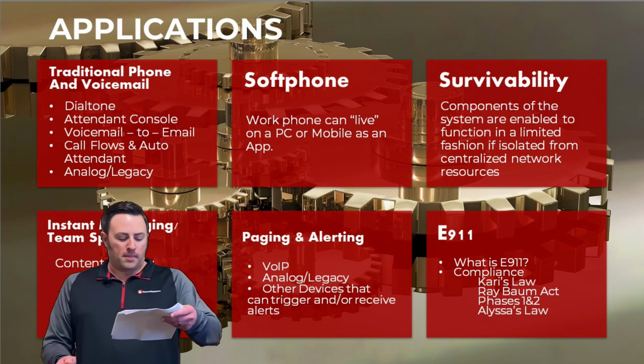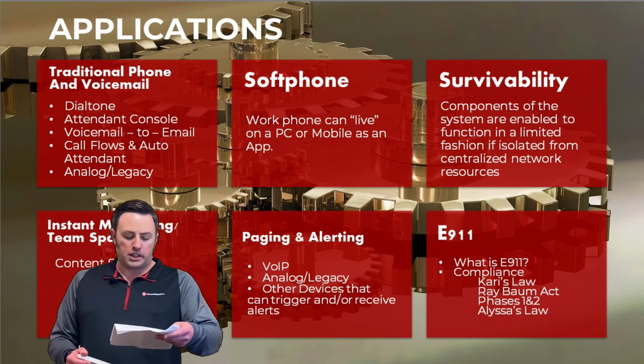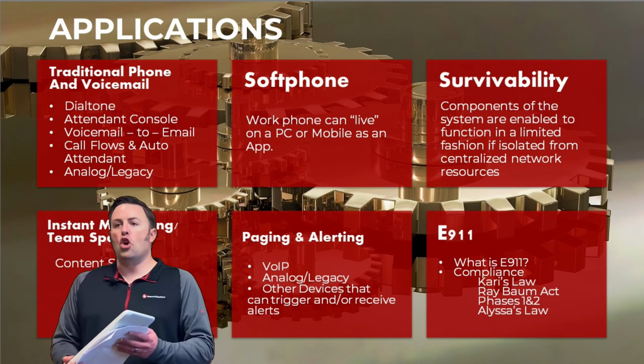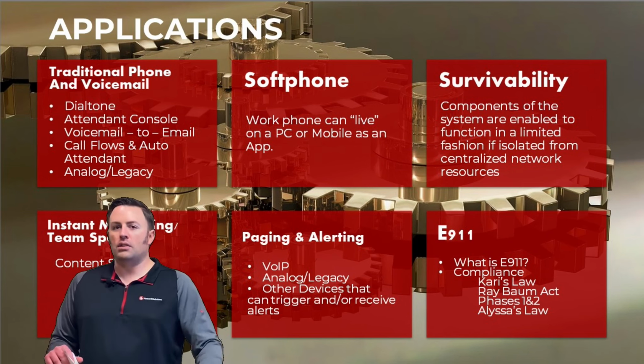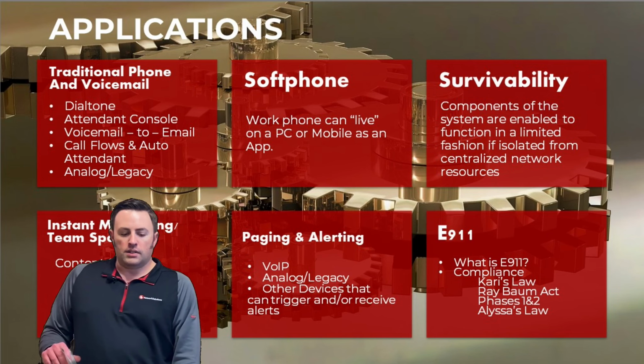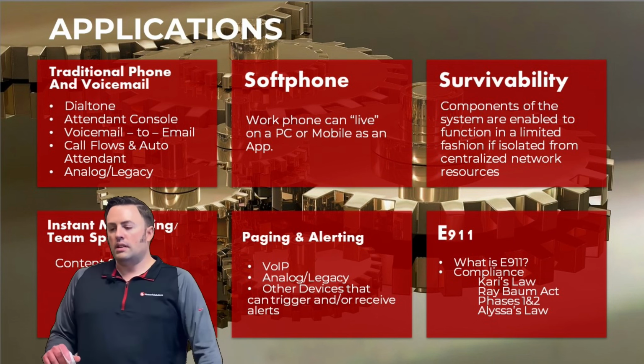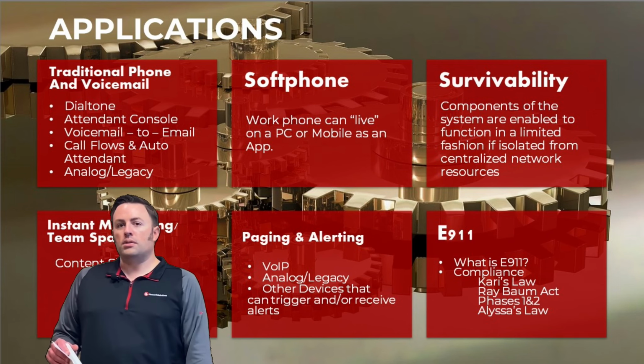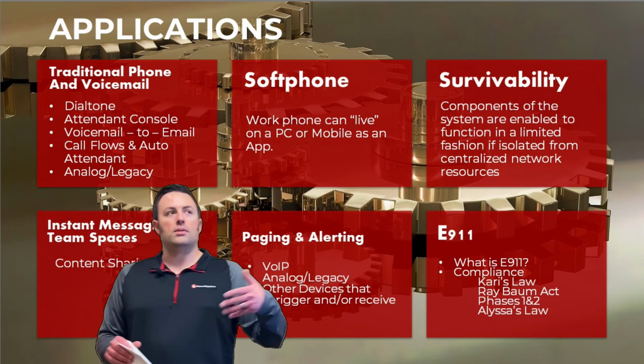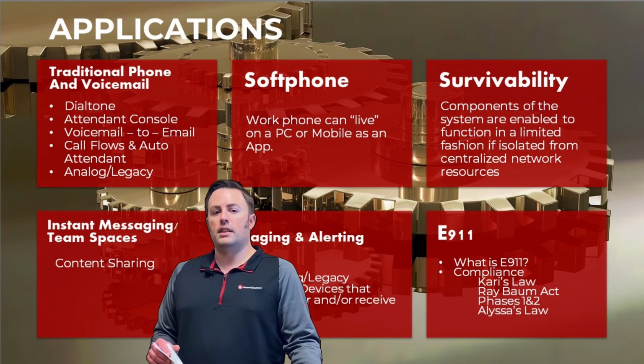So the Ray Baum's Act Phase 2 is kind of more interesting because it actually applies to nomadic phones. So if a softphone is on your mobile phone, and you have the capability to have that service outside of the school network, Ray Baum's Act Phase 2 would basically say there has to be a way for that system to provide that more accurate location tracking.